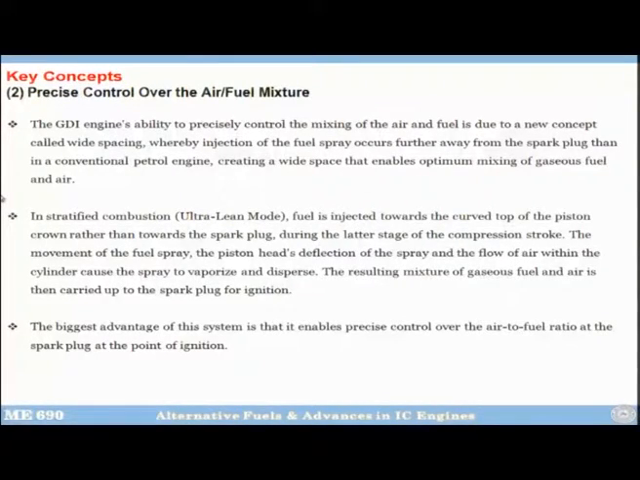Finally, all the fuel, whether it is diesel or gasoline, has to get converted to vapor form before it mixes with the air. Okay. So once it becomes gas, then it mixes with the air, and this wide spacing allows optimum mixing. Okay. In stratified combustion mode or ultra lean combustion mode, fuel is injected towards the curved top piston crown rather than towards the spark plug during the later stages of the compression stroke. The movement of the fuel spray, the piston head's displacement of the spray and the flow of the air within the cylinder cause the spray to vaporize and disperse. The resulting mixture of the gaseous fuel and air is then carried up to the spark plug for ignition.